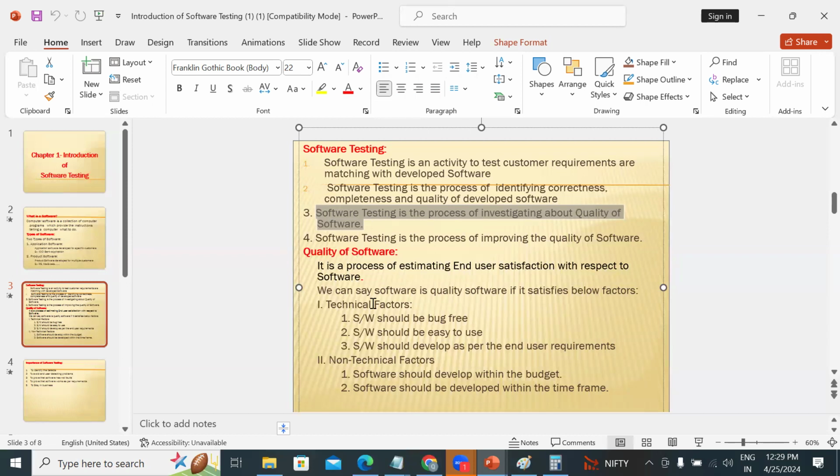Why? Software should be easy to use. Comparing to Orkut, Facebook has more features. So most of the users shifted from Orkut to Facebook. Okay. Now compared to Facebook, Instagram has more features. So using Facebook decreased, using Instagram increased. Because of customer satisfaction, quality.